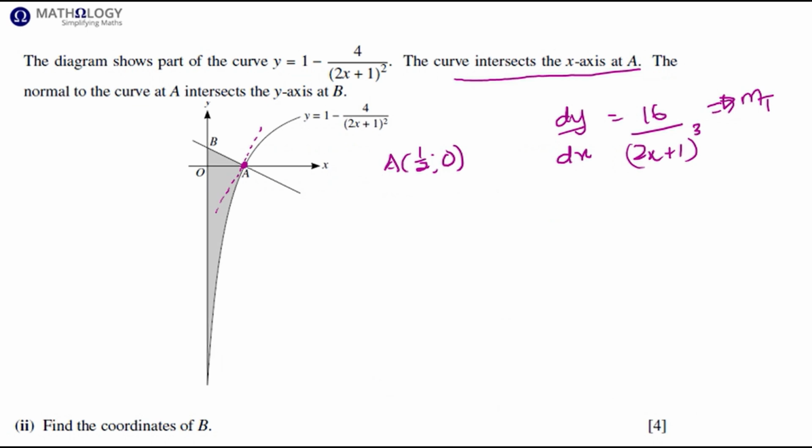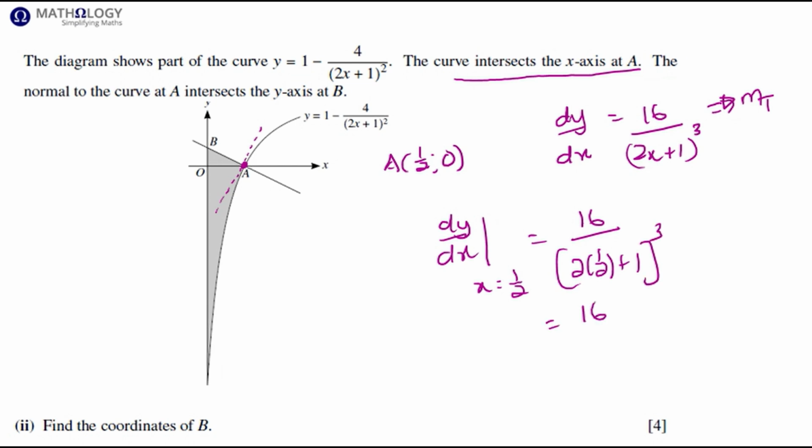We can now determine the value of the gradient of the tangent at A, since we have the point of contact A. So dy/dx evaluated at x equals a half will be 16 over (2 times a half plus 1), and that is all cubed. 16 over 2 times a half is 1, 1 plus 1 is 2, 2 cubed is 8, 16 over 8, which equals 2. This now represents the gradient of the tangent to the curve at the point A.